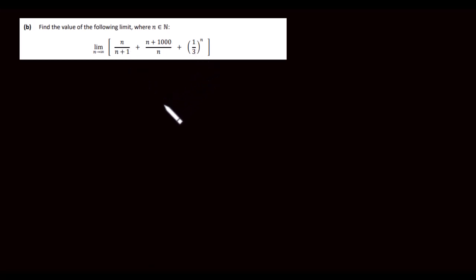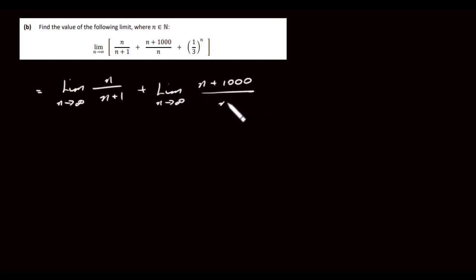So really what we're going to do here is find the limit of each individual term. So really this is equal to the limit as n goes to infinity of n over n plus 1, plus the limit as n goes to infinity of n plus 1000 over n, plus again the limit as n goes to infinity of 1 over 3 to the power of n. Now, I just raised 1 to the power of n, which is 1, and 3 to the power of n, which is 3 to the power of n. So let's do these individually.